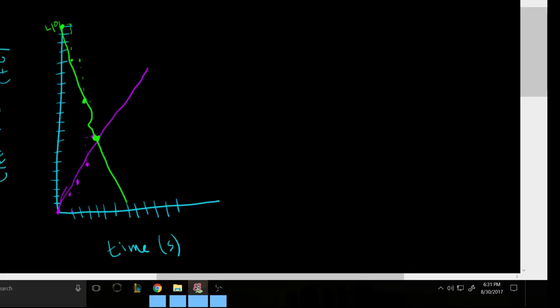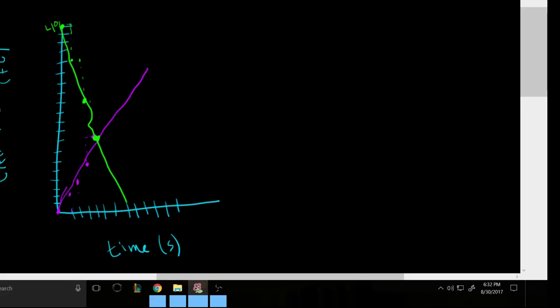Notice that, well, mine's not really a line, but if it were, the line in green, the line for Shirley, would be steeper because her rate of change is larger, right? She's decreasing her elevation at 4 feet per second, whereas he's only increasing his at 2.